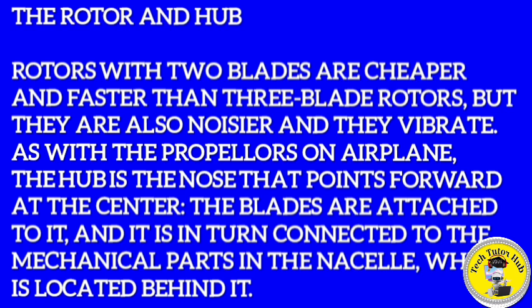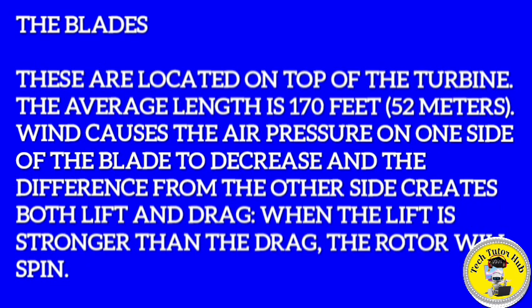Rotors with two blades are cheaper and faster than three-blade rotors. But they are also noisier and they vibrate, as with the propellers on an airplane. The hub is the nose that points forward at the center. The blades are attached to it, and it is in turn connected to the mechanical parts in the nacelle, which is located behind the blades.